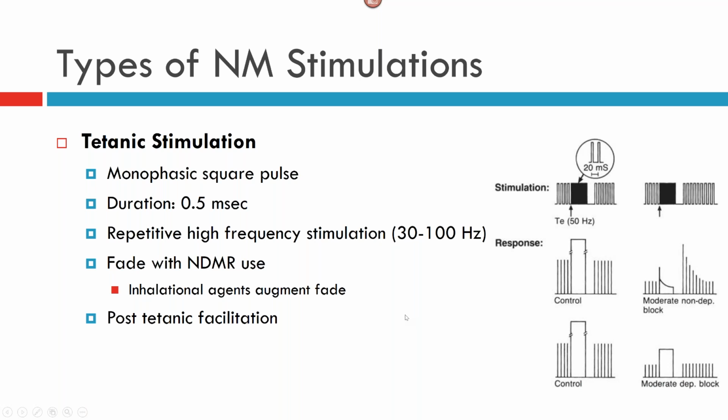The second one is tetanic stimulation. Tetany is a continuous stimulation, and it's a monophasic square pulse. The duration is 0.5 millisecond, and it's repeated at high frequency, usually 50 hertz. Typically it can be done between 30 to 100 hertz, but 50 hertz is the most common. We can see fade with non-depolarizing agents, and if inhalation agents are used, they augment the fade. We can also see post-tetanic facilitation.